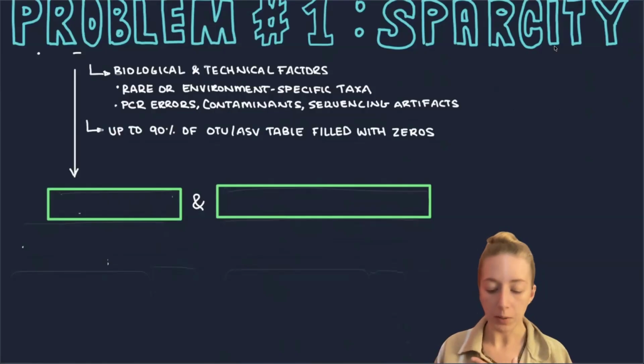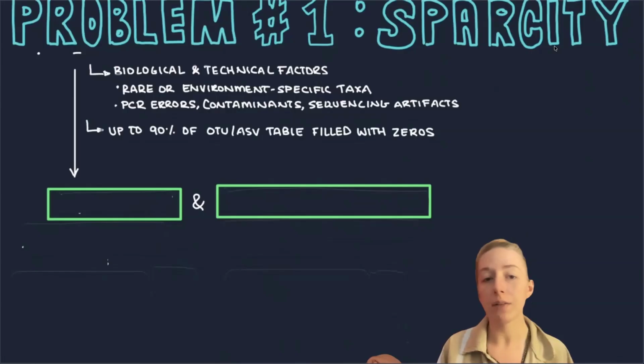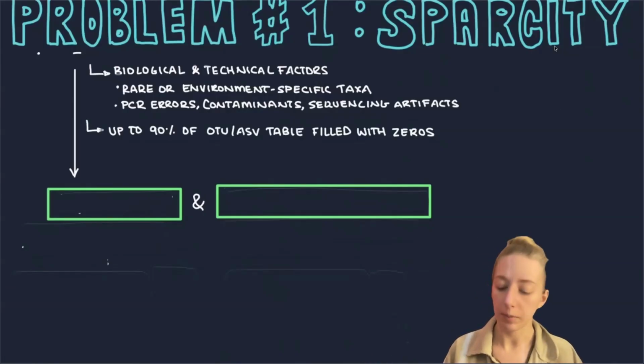There's going to be a lot of zeros that we find emerging, as well as potential PCR errors, contaminants, or sequencing artifacts that can also be driving these rare OTUs that aren't found in many samples. And then also, just to give you an idea of how many zeros you can find, up to 90% of OTU or ASV tables can be filled with zeros, and that's not uncommon, right?